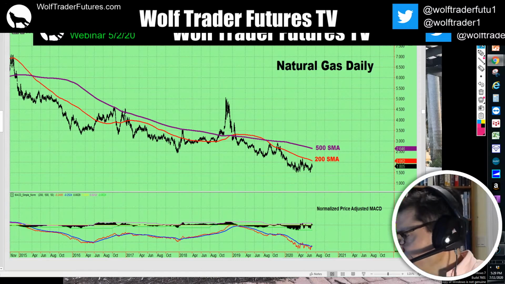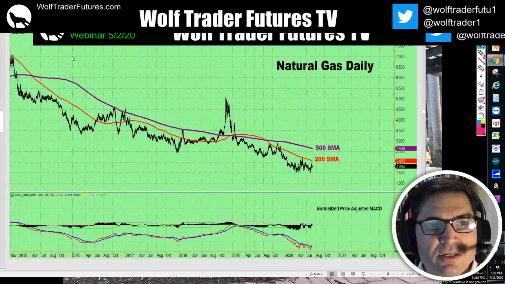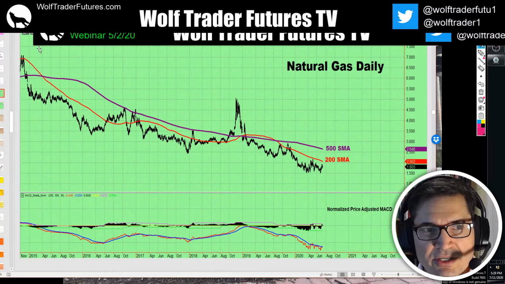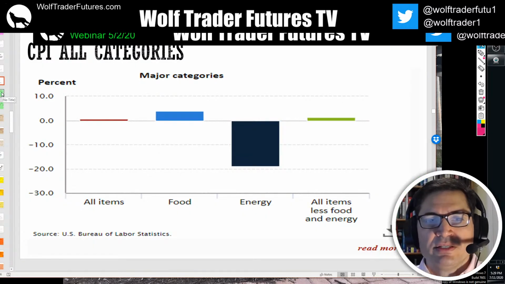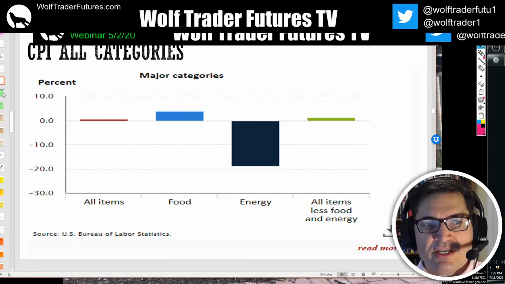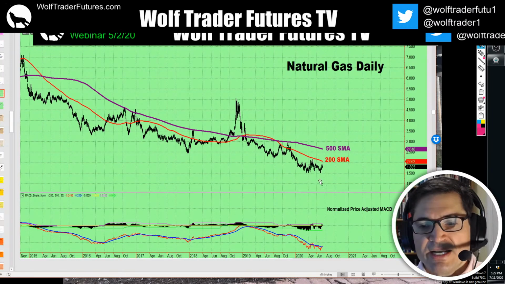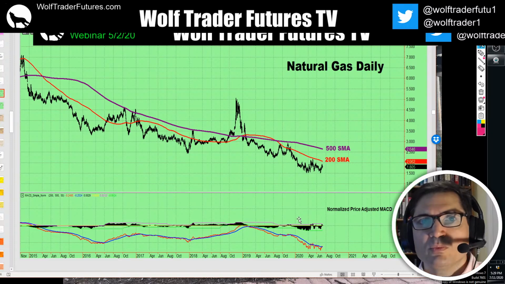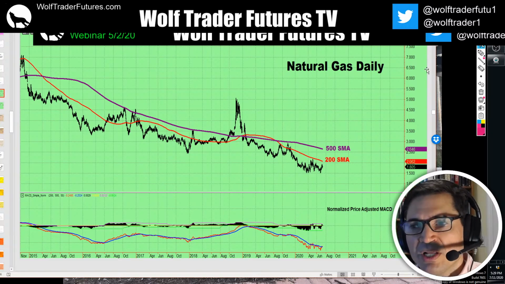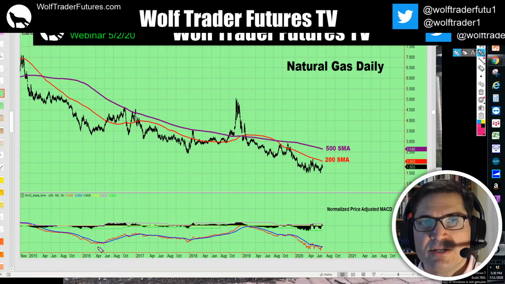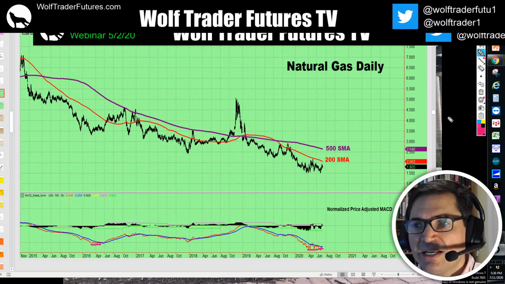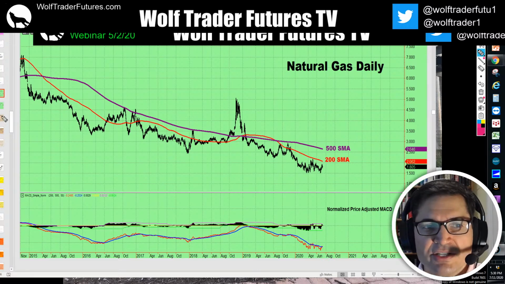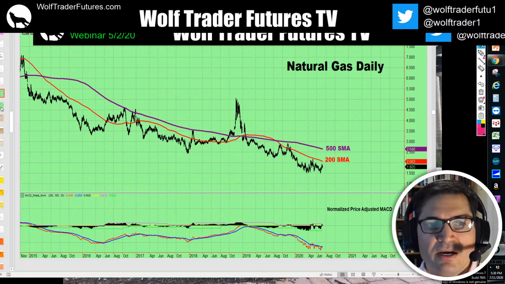All right, so let's go back to what we were talking about here. This is what I was talking about with energy, and natural gas is the weakest. One of the things I look at here is a normalized MACD, normalized like an RSI, so we can track previous lows, and we're definitely at a lower low right now. So I think natural gas could be making a bid for that turn.